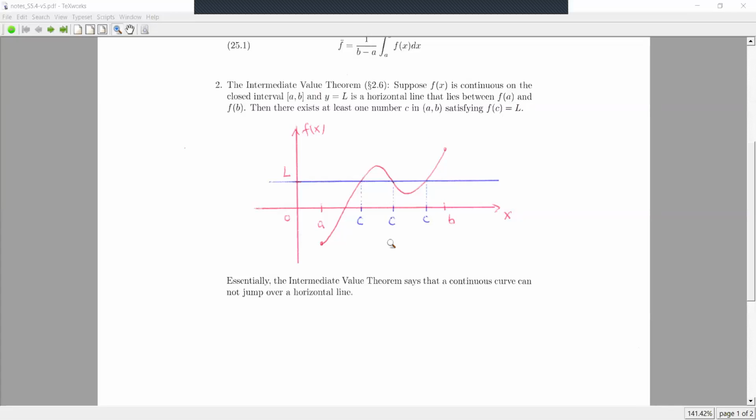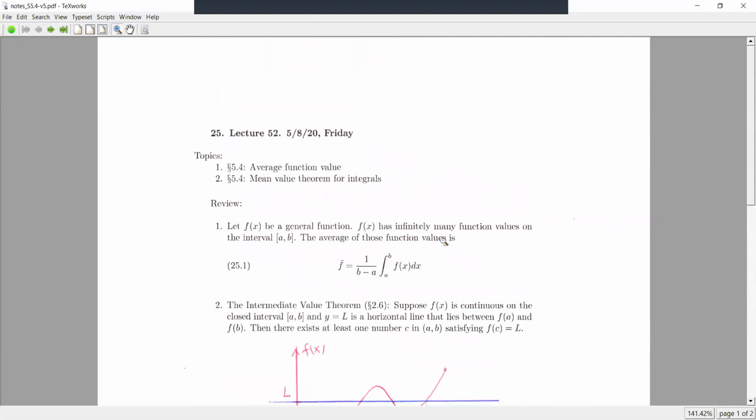In this diagram, there are 3 such C, where function value is the number L. Essentially, IVT says that a continuous curve cannot jump over a horizontal line that lies between the 2 endpoints of the curve. Okay, now I present topic 1. In this topic, I want to show you one more example about this formula, okay?